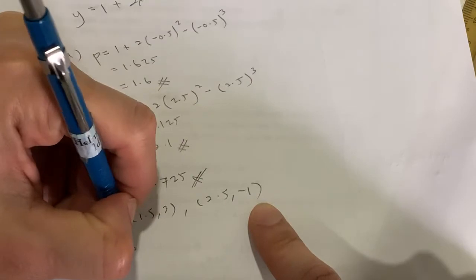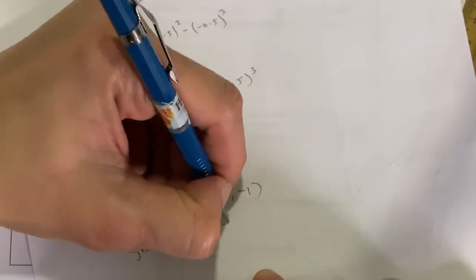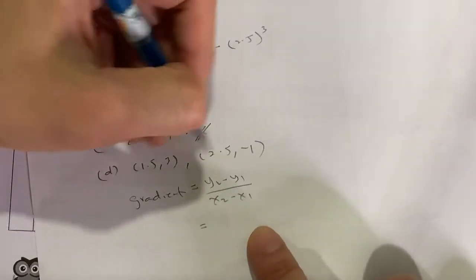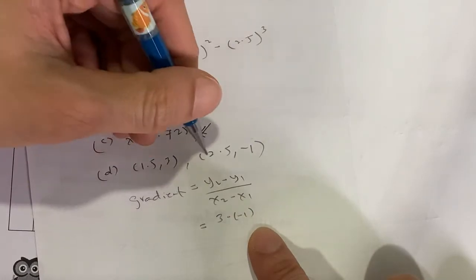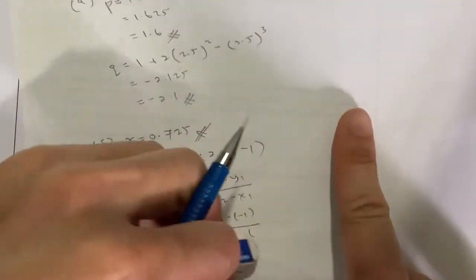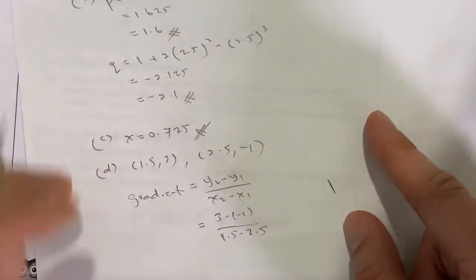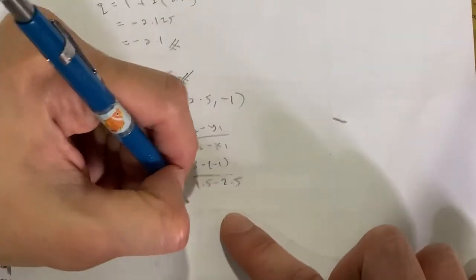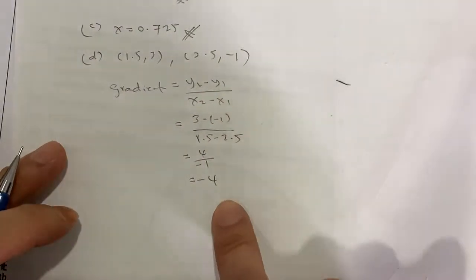So gradient, just to recap your memory, is y2 minus y1 over x2 minus x1. So you can look at the y: 3 minus -1 over 1.5 minus 2.5. From here, you can use a calculator to find the answer, or you can just calculate straight away. Gradient is -4.